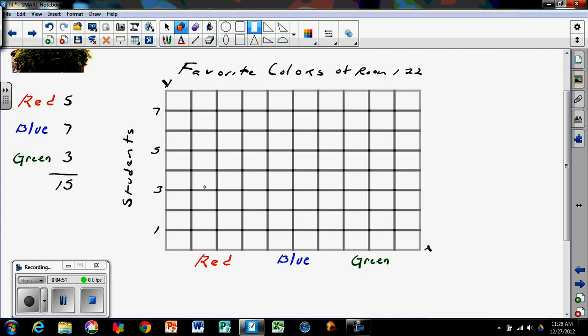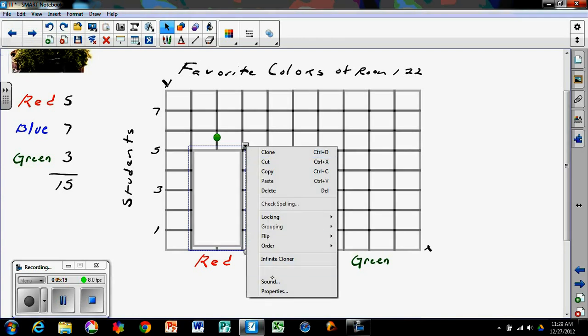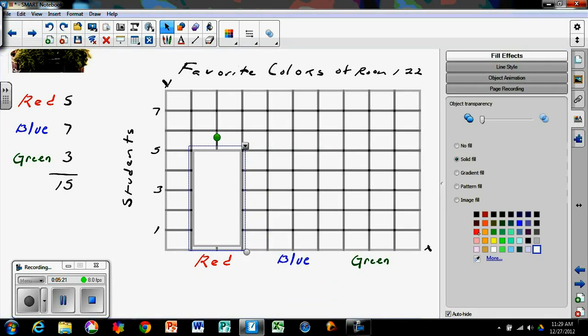There it is there, and I'm going to see that for red the result was 5. So I'm going to make my bar go up to 5. Ordinarily, I would take a little more time to make this just the way I want. And we might as well fill that in with the color red. Neatness does make a difference when you're creating a bar graph or any graph.